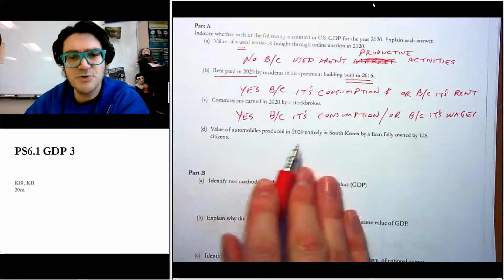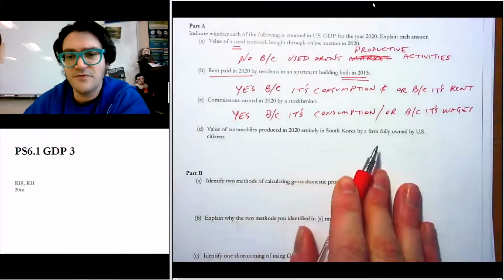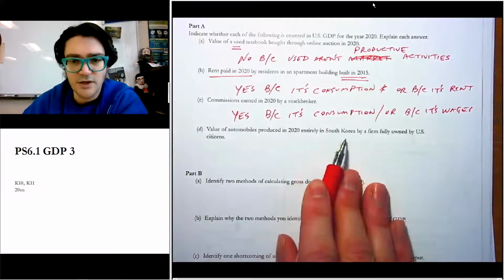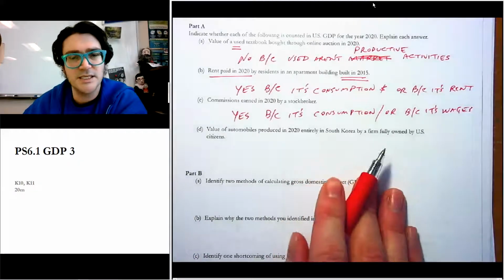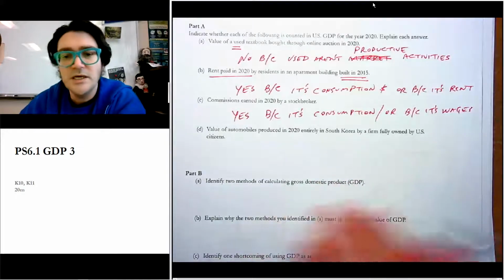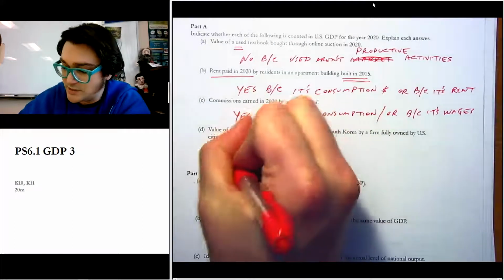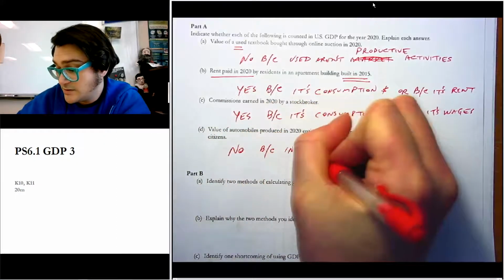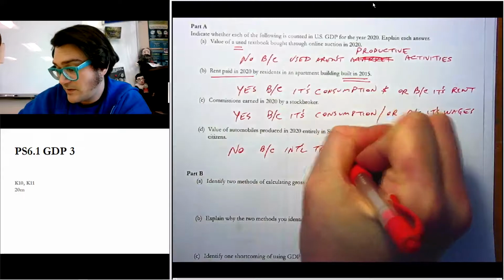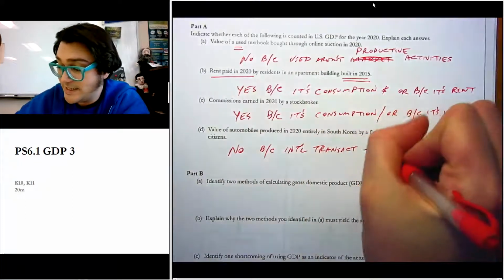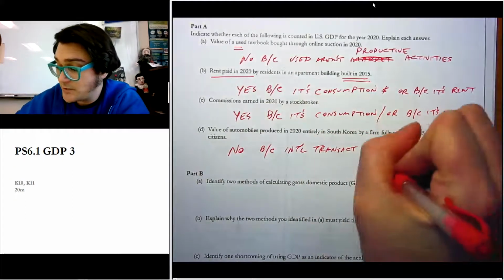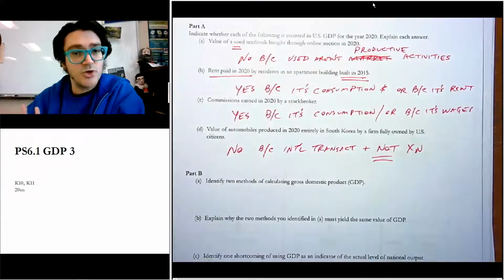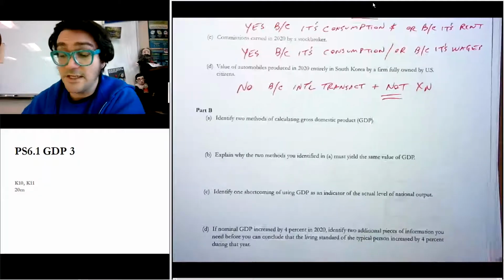Value of automobiles produced in 2020 entirely in South Korea by a firm fully owned by US citizens. So if the company isn't importing the cars, right, to the United States, then it doesn't matter who owns the company. It gets counted for South Korea. So we'd say no, because it's an international transaction and not a net export. If we had like imported it into the United States, then it would count as a subtraction, but it doesn't count. It's not part of the net exports.